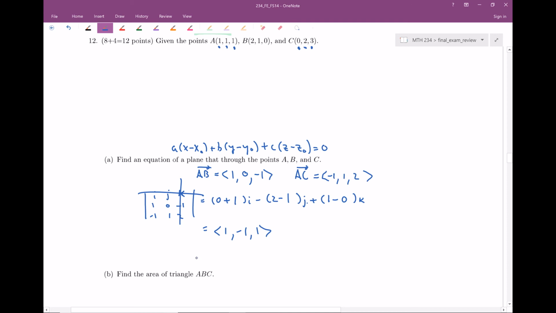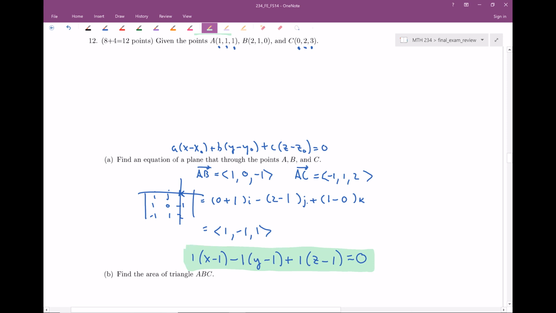So let's see, I'm going to have 1 times x minus 1, plus -1 times y minus 1, plus 1 times z minus the z point, also 1. So in this case, the equation of the plane would be something like this.